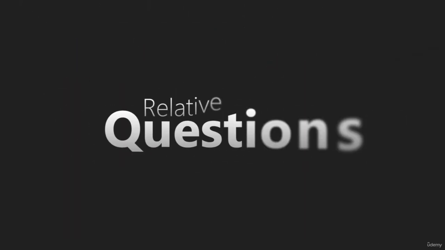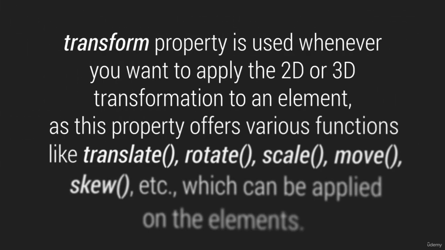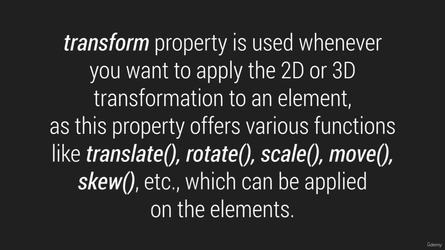Now let's talk about relative questions. So what is a transform property, or what does it do? The transform property is used whenever you want to apply the 2D or 3D transformation to an element, as this property offers various functions like translate, rotate, scale, move, skew, etc., which can be applied on the elements.